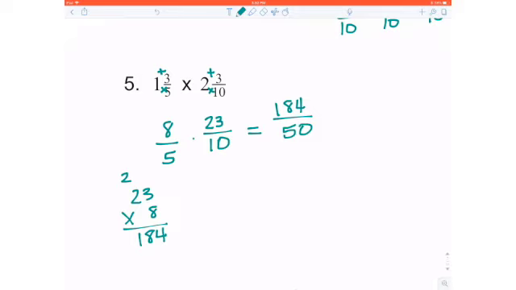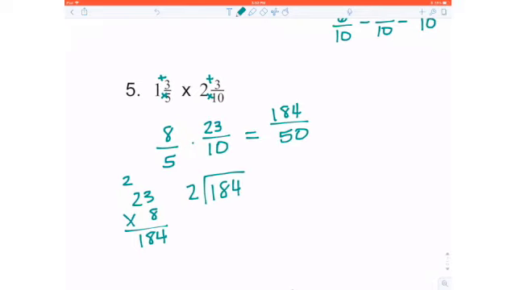Now before we make this into a mixed number, can we simplify this number? Well, yes, they are actually both even numbers, so that means we can divide each of them by 2. So let's do 184. Let's work this one out. So 2 goes into 18 9 times. 2 times 9 is 18. 18 minus 18 is 0. Bring down the 4. 2 goes into 4 2 times. 4 minus 4 is 0. There we go. So this is 92.